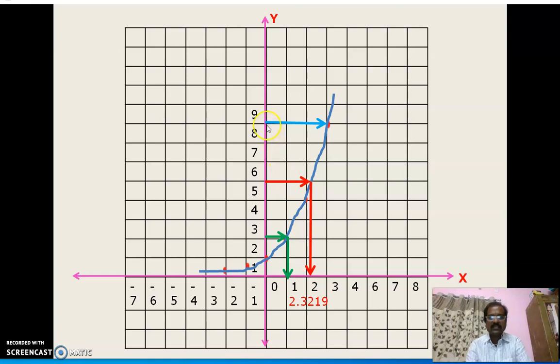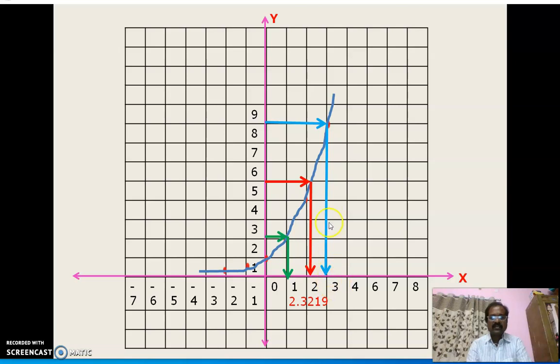We can see another example. Here the x value is 3 and the y value is 8. This is the exponential notation 2 cubed. 2 to the power of 3 is equal to 8. Log 8 to the base 2 is equal to 3. That is the interrelation between exponential and logarithmic forms.